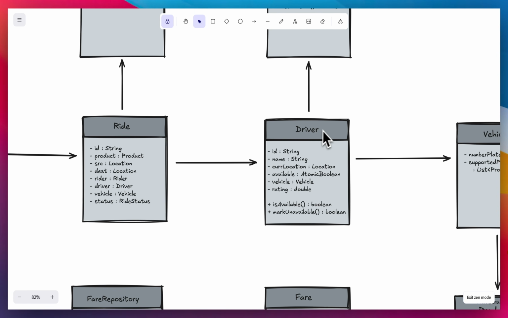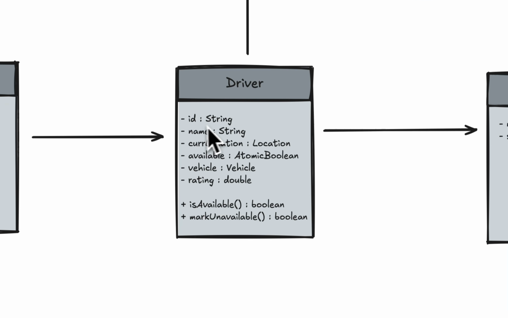Then ride also has the driver. So driver will have the ID and the name, obviously, and driver will also have the current location. We need this current location so that I can get all the available drivers who are nearby the source location. Okay. So that's the reason why I need the current location for the driver. And driver also has this available atomic boolean variable. I'm making this variable an atomic boolean because I don't want one driver to be assigned to multiple riders, right? So that's the reason why I have this atomic boolean variable.